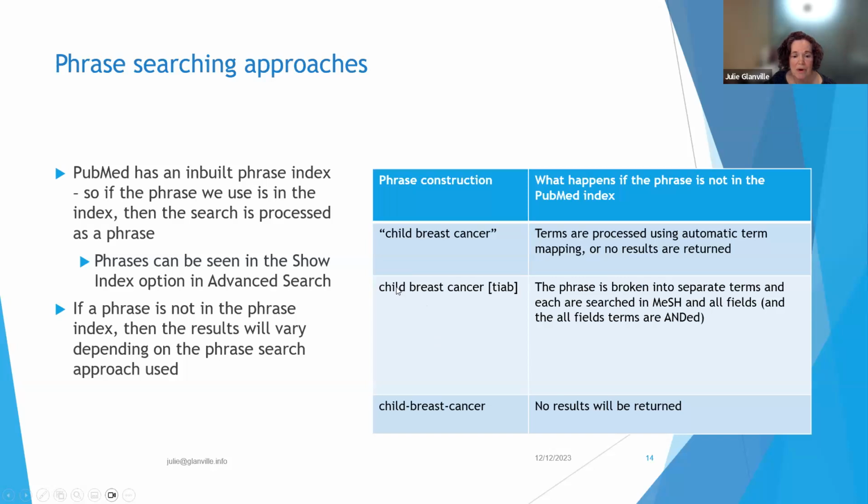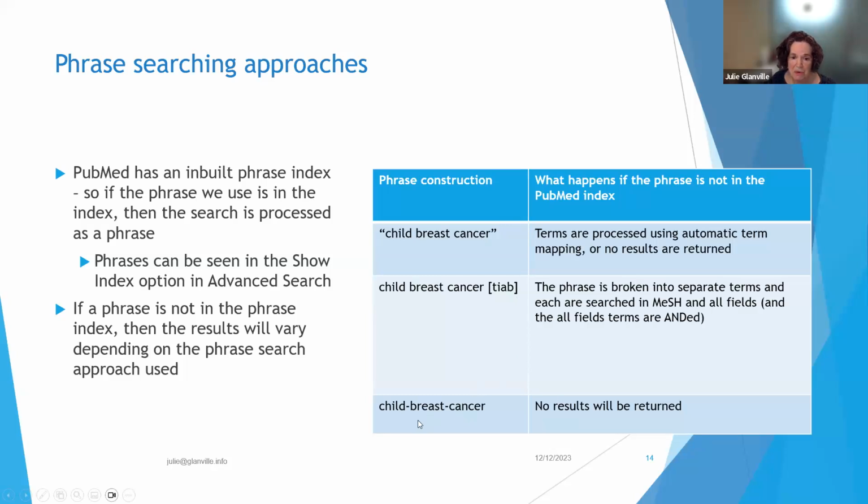I can search by restricting the phrase to the title and abstract fields. If I do this, PubMed will process this information in a different way. It will say there is no phrase, but it will search for child, breast, cancer, and then AND those terms together. That creates a much more sensitive search than if a genuine phrase search had been achieved, but it does actually run the search, whereas it doesn't with this first one.